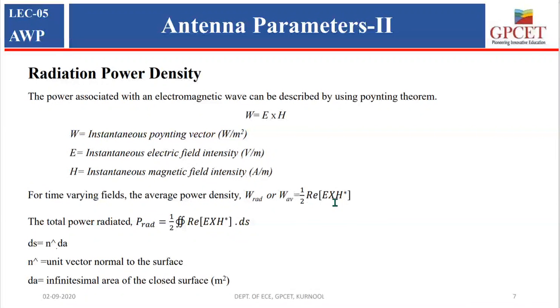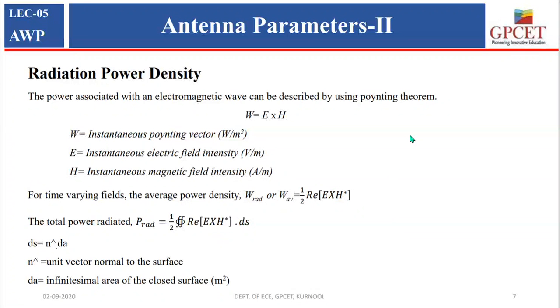Why are we writing the real part of E cross H? Because of these time varying fields, you will get real and imaginary parts. So in order to solve those field problems, we consider only the real parts. So that is the reason the power radiated is equal to 1 by 2 into the real part of E cross H. This equation gives the power density at a point due to the time varying fields.